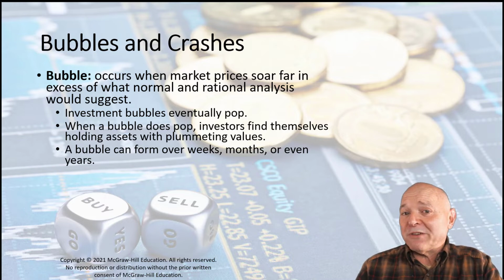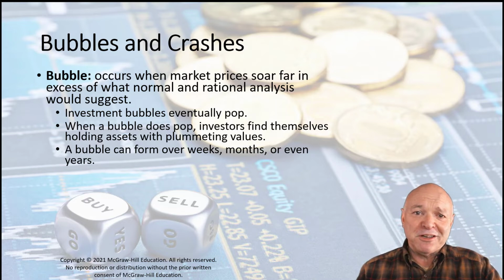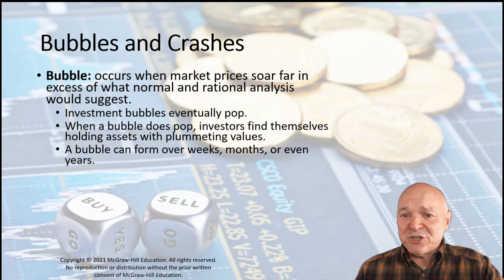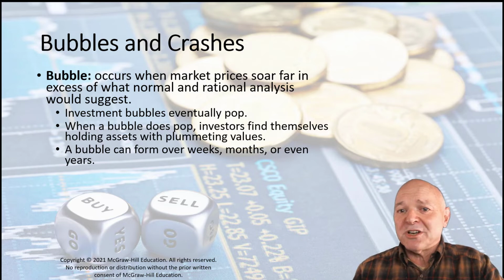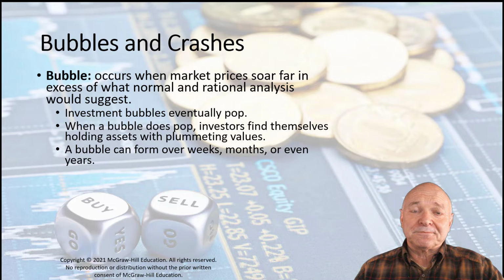Some tulip bulbs went for as much as $1 million per bulb during the peak of the tulip mania. But like all bubbles, eventually it burst, created a crash, and nearly brought down the most successful trading economy at the time, the Dutch economy. We saw this with the railway bubble during the 1850s and the South Sea bubble.